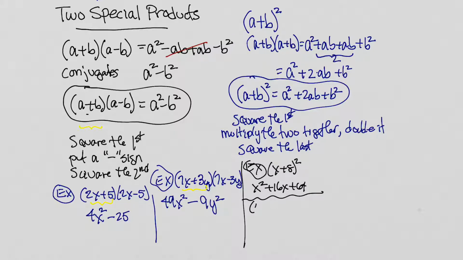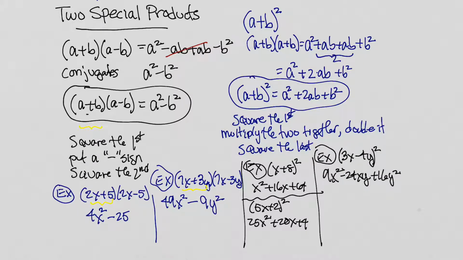Let's try this one. What if we have 5x plus 2 squared? So, talk your way through it. Square the first, 25x squared. Now, multiply the two together, 10x, right? Positive 5x times positive 2 is 10x. Double it, that gives you 20x. And then square the last. There's the last one, you square that. So you get plus 4. Let's do one more.